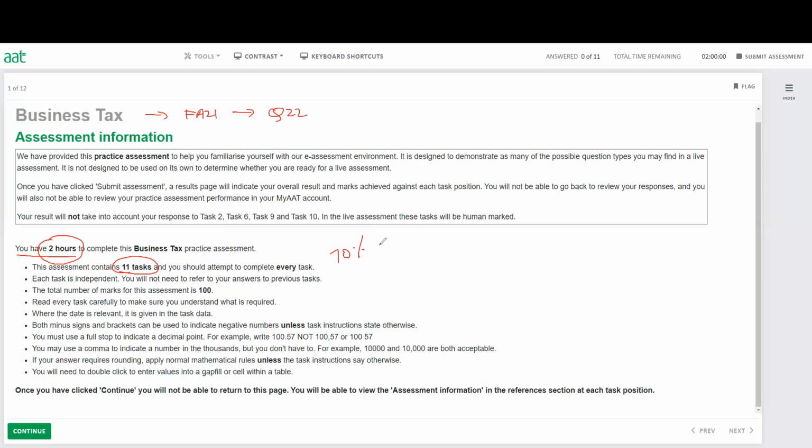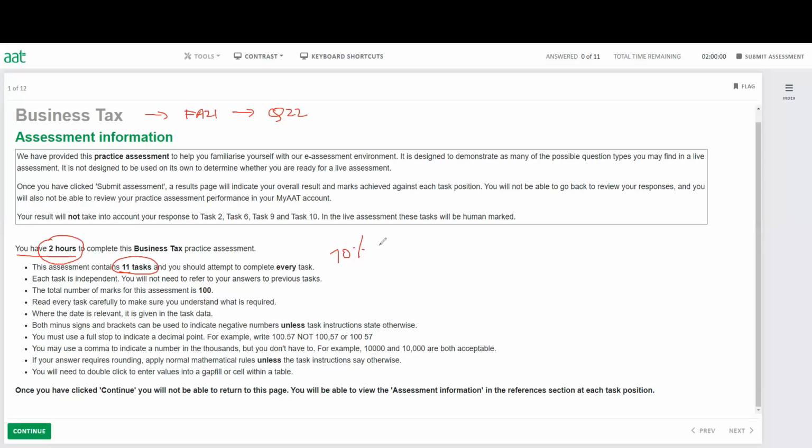For example, question number 1 will be from the adjustment for the corporation tax. Question number 2 will be from our capital allowance. Question number 3 from the basis period. So this sort of thing you have to know, because in the exam, you will know exactly what question you're going to do first and what question you're going to do last.